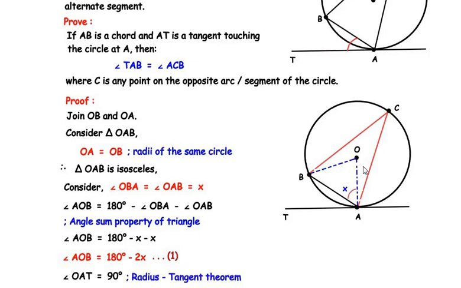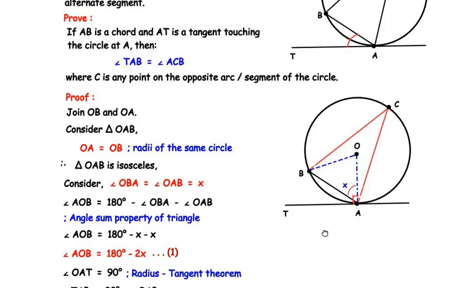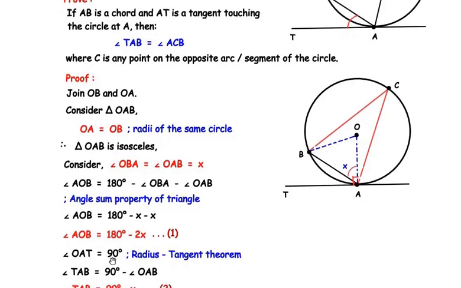Now let us move on to the second part of the proof, that is we are going to consider the radius and the tangent. We know that the radius always makes a 90-degree angle with the tangent touching it at the point of intersection, that is by the radius tangent theorem. So here OA, the radius, is going to make a 90-degree angle with the tangent touching it at point A. So angle OAT will be equal to 90 degrees, by the radius tangent theorem.